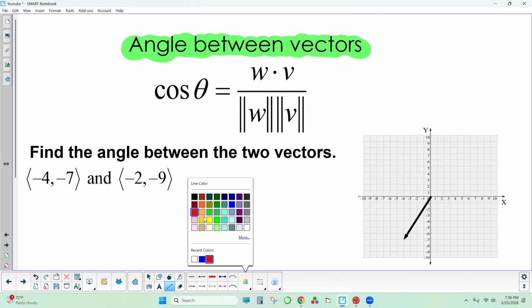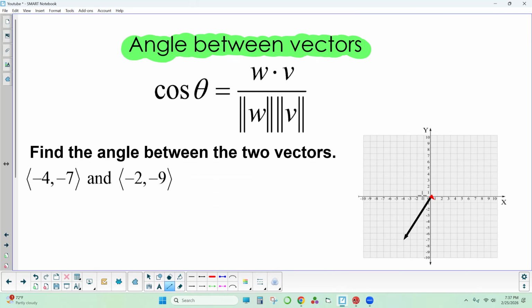So my second vector, I'll change the color. I'll go to the origin, and I will go left 2, down 9. So there's my second vector. And what we want to do is find the angle in between them. Now, it's always good to get a rough sketch going so you can see that this is obviously going to be a very small angle, as you can see. So it's good to know that ahead of time.